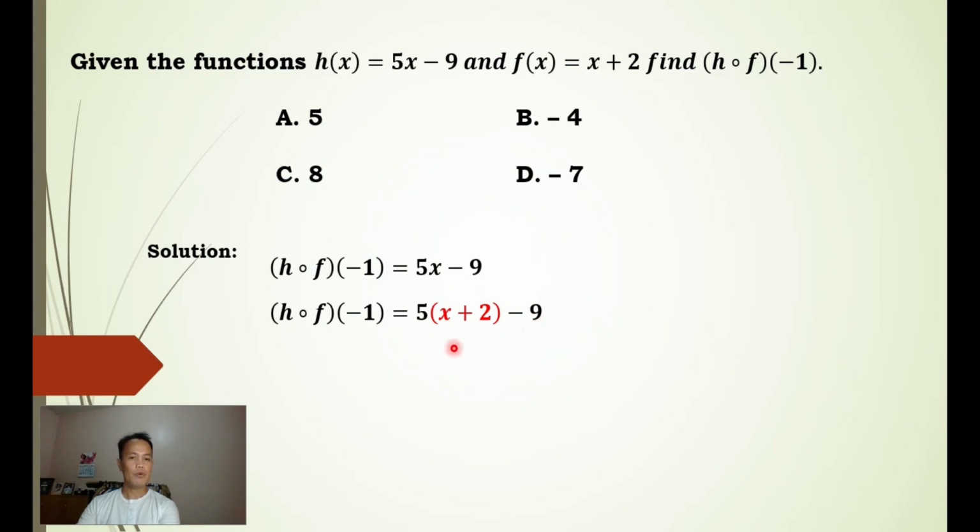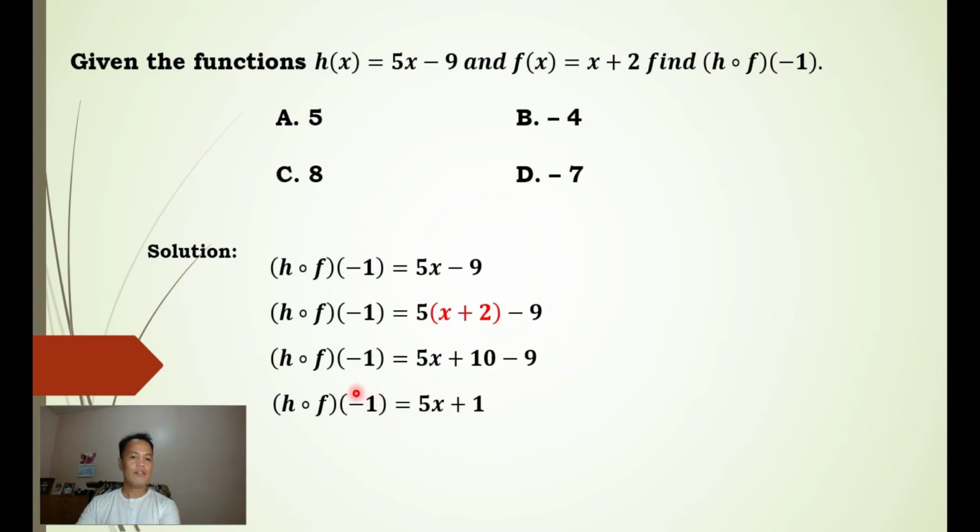Then afterwards, we just simply multiply 5 to the terms inside the parentheses. So that is 5 times x is 5x, 5 times 2 is 10, and we copy minus 9. So we subtract 10 minus 9 is 1. So the resulting function would be 5x plus 1.